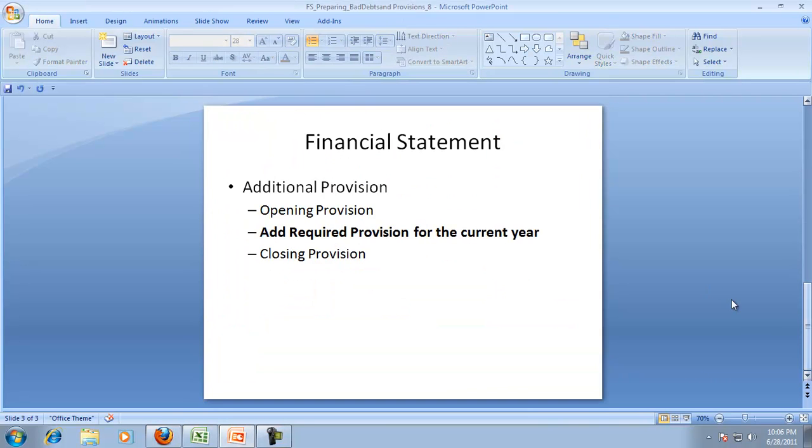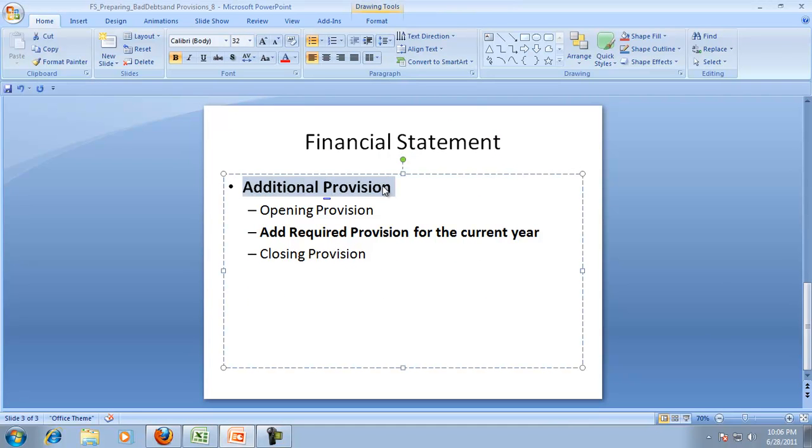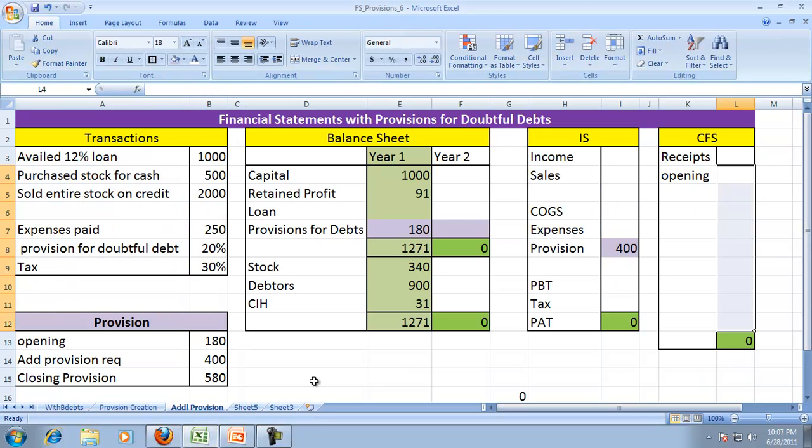The focus of this session is to understand the additional provision. If there is an additional provision, that means a provision was already there. You wanted to create a provision further on the current sales, then you end up with a higher closing provision on the balance sheet. Let us go to the exercise.